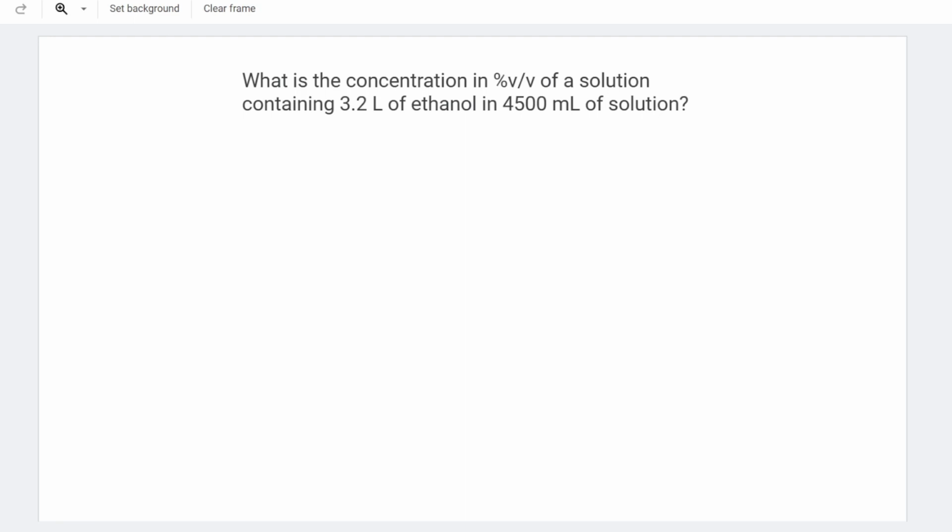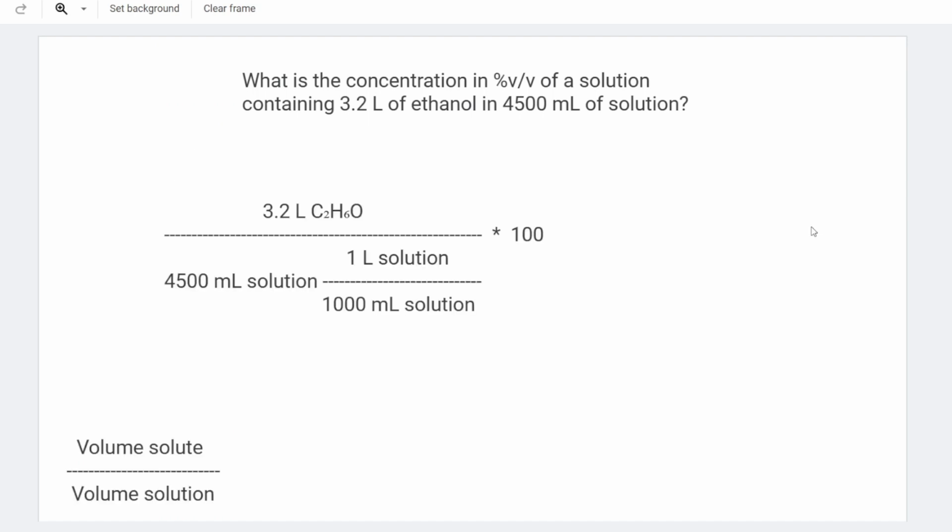What is the concentration in percent volume over volume of a solution containing 3.2 liters of ethanol in 4,500 milliliters of solution? We must recognize that this problem needs volume of solute over volume of solution. This means that we will take 3.2 liters of ethanol over 4,500 milliliters of solution converted into liters, aka 1 liter of solution over 1,000 milliliters of solution. The reason why we do this is because we have liters on the top, and therefore we need liters on the bottom. We now multiply all of this by 100 to find the percent concentration in volume over volume. And we get about 71.11% concentration in volume over volume.